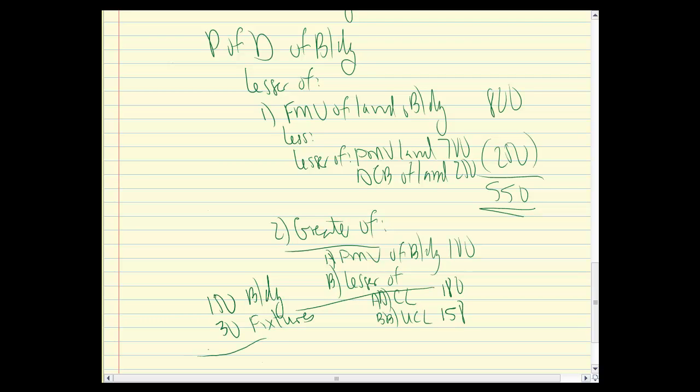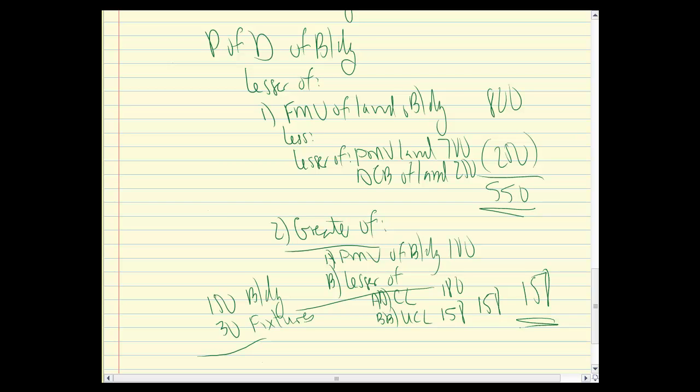So you can see, ladies and gentlemen, how cases are all about making notes to yourself and trying to keep track of what things are and putting them in the right places. So the capital cost is 180, which is the building and the fixtures that we talked about. And then the UCC is 158, at the top of the page right here. There's the 158,054. Okay? So the lesser of these two is 158. And the greater of 100 and 158 is 158. So the proceeds of disposition for the building will be 158.